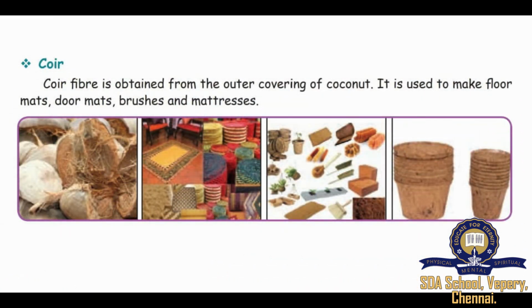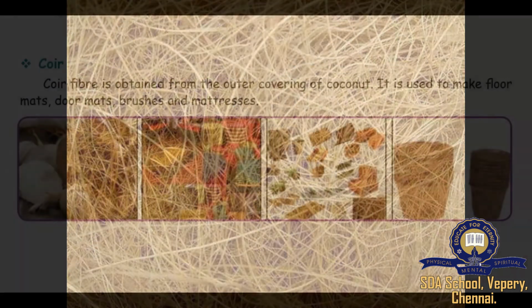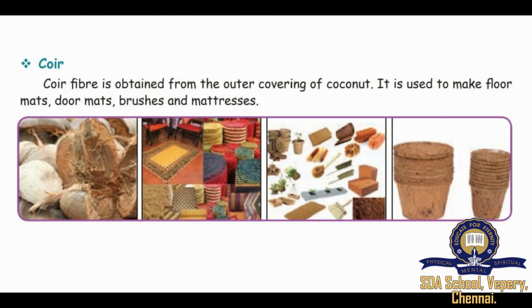Next, we'll learn about coir. From where do we get coir fiber? Coir fiber is obtained from the outer covering of coconut. It is used to make floor mats, doormats, brushes and mattresses.